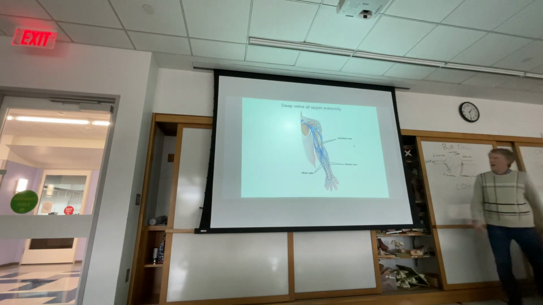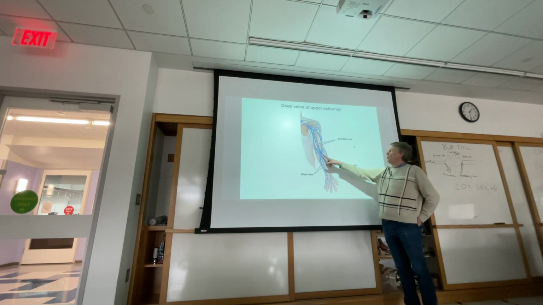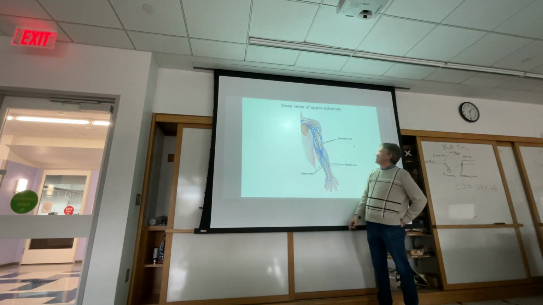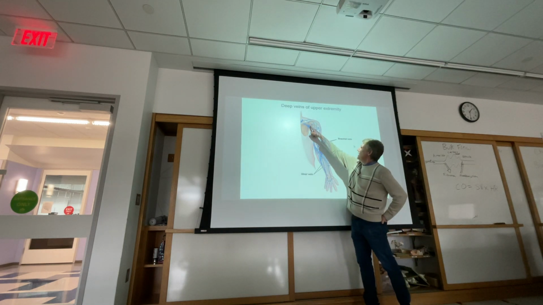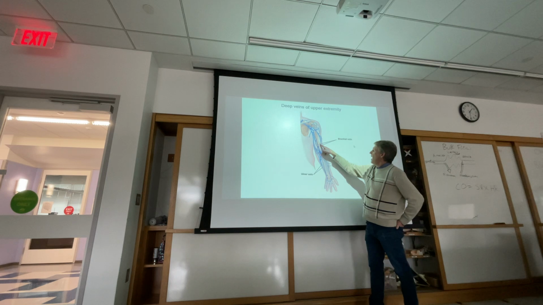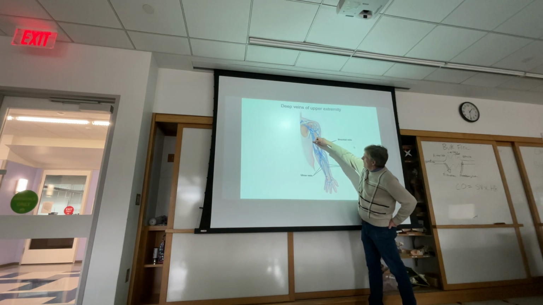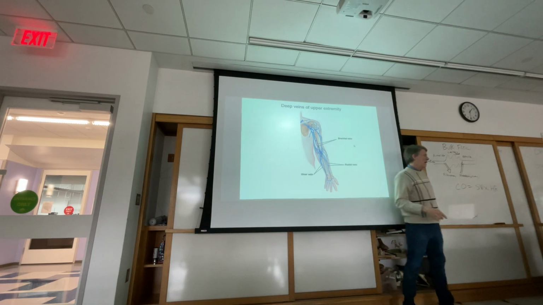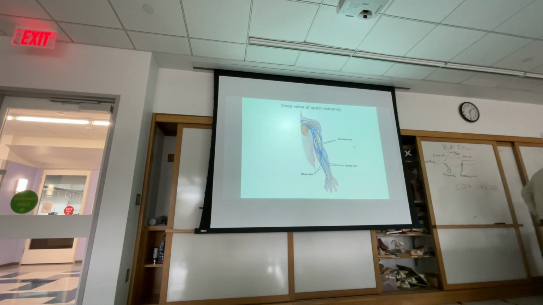So on this diagram, the things that are in darker blue are the deep veins. The things that are in light blue are the superficial veins. So in this particular diagram, this would be the cephalic vein here. This would be the basilic vein. And then the one cutting across there would be the median cubital vein. All right, back to this.